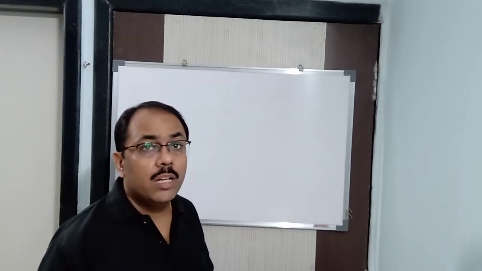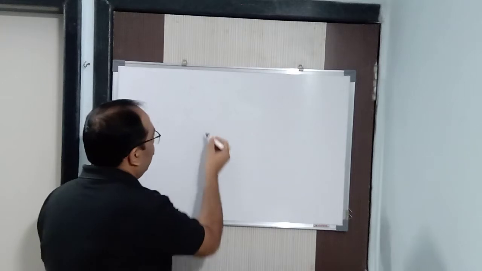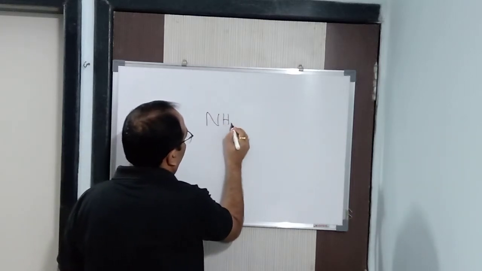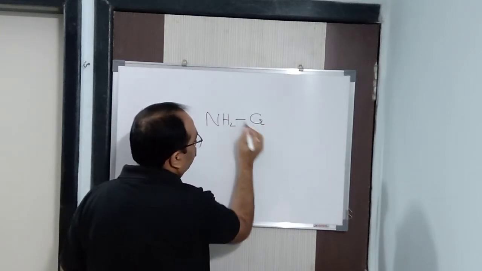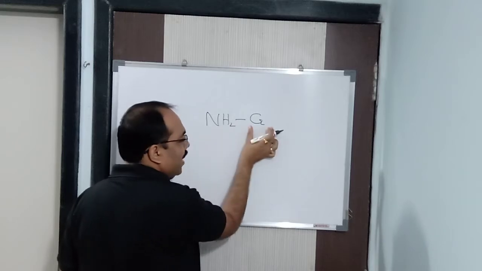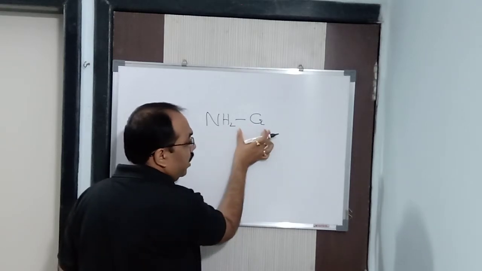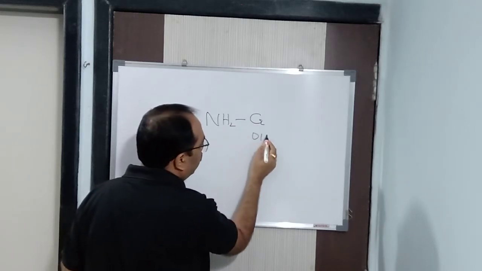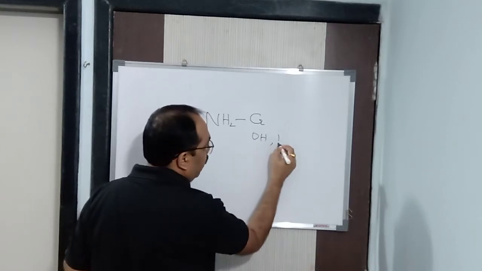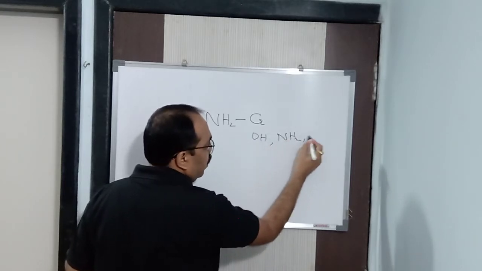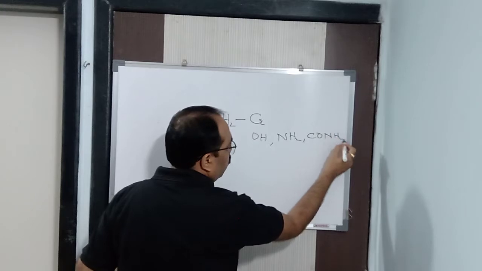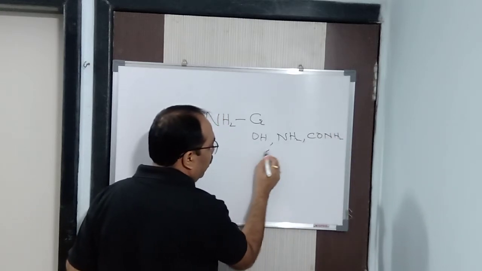Now what do you mean by ammonia derivatives? When the NH2 group is attached to a particular group, that is known as ammonia derivatives. Now what is that group? It may be OH, it may be another NH2 group, it may be a CONH2 group, it may be a benzene ring.